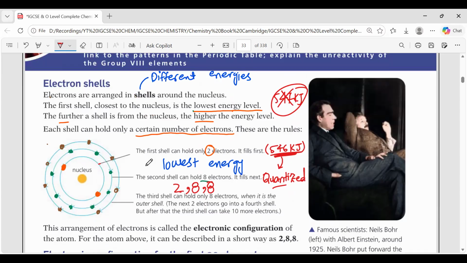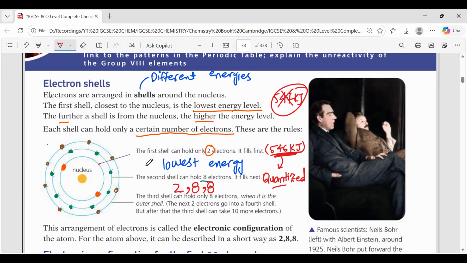Are you clear with this? What is the electronic configuration and why do we have different shells? If I ask you, why can't we put all the electrons in the same shell, what can be your answer? Because each shell has a quantized energy, as well as a certain capacity for holding electrons. It cannot hold more electrons than that capacity. Each shell can hold only a certain number of electrons.